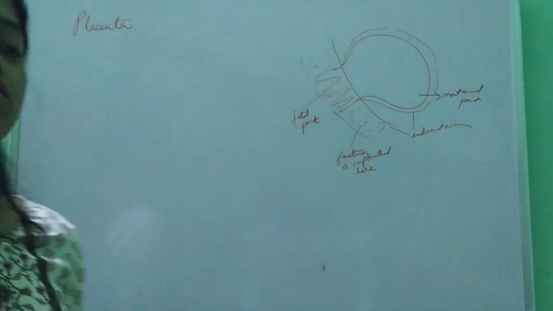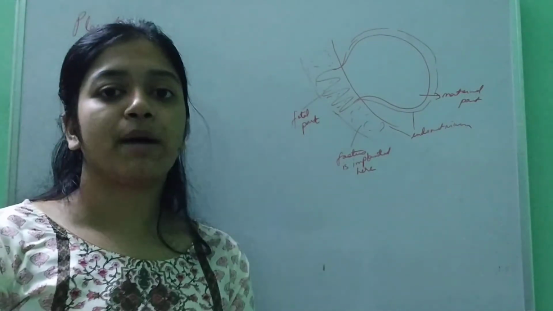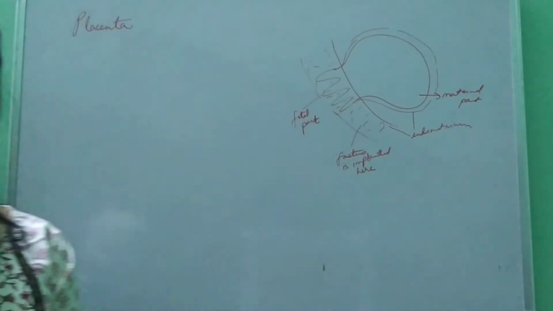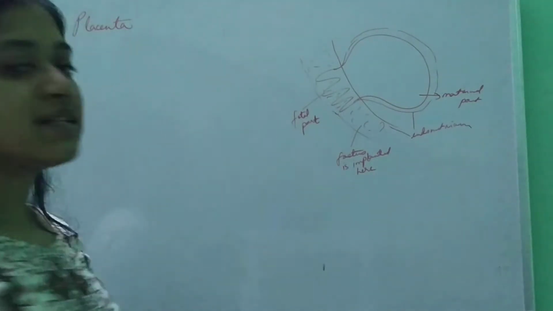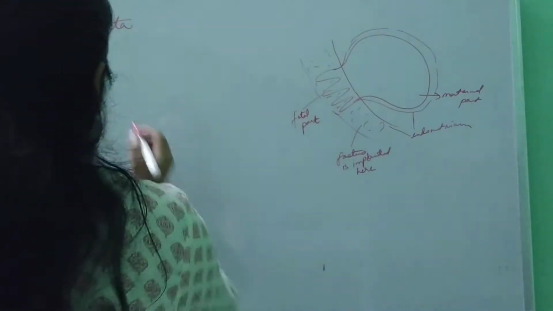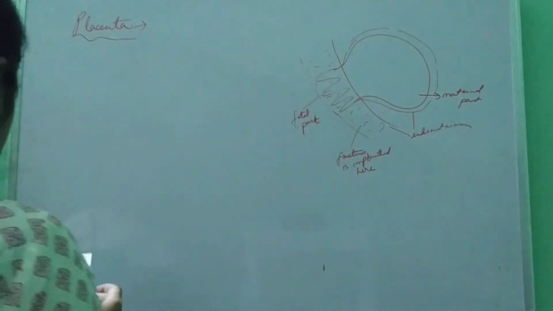Hello students, so now we'll start with the next part of the chapter, that is the placenta formation. So what is placenta? It is a link between the mother and the fetus. So how will we define it?